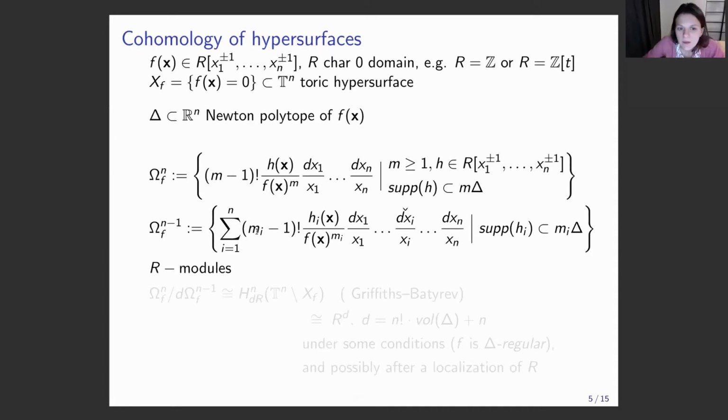In a similar way, one can define (n-1)-differential forms with the same restriction on supports. And these are two R-modules. There are these factorials standing here. This is because we want to get congruences in the end. So when R is a field, for example, then the factorials do not matter. Really Griffiths and Batyrev consider the case of fields, but we will need them in our theorems. So just think that it's a trick.